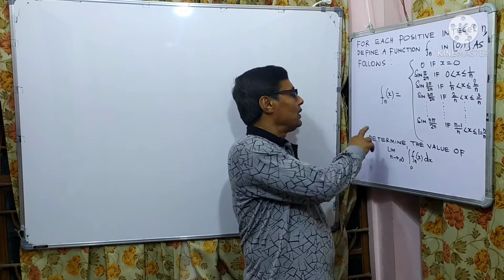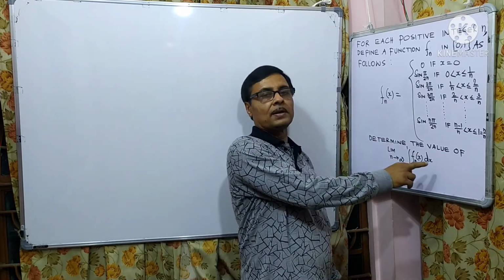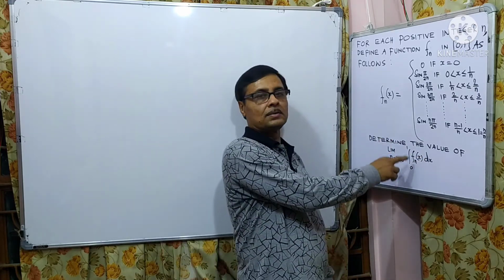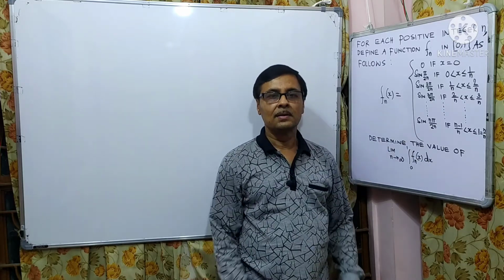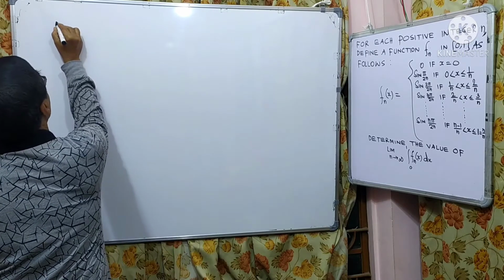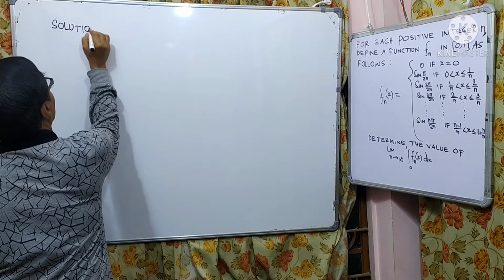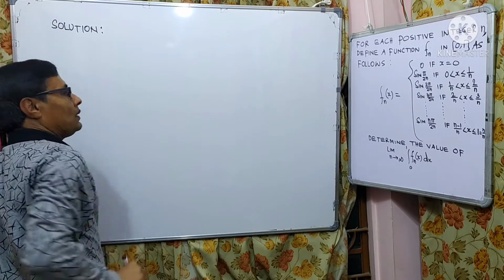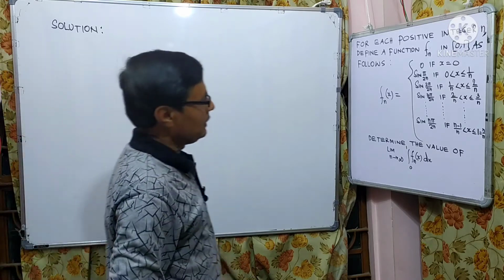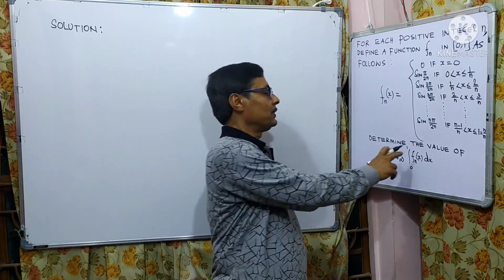We have to determine the value of the limit as n tends to infinity of the definite integral from 0 to 1 of fn(x) dx. We have to find out the limit of this definite integral. Now let us begin. Here, at first we find out the value of the definite integral from 0 to 1 of fn(x) dx.